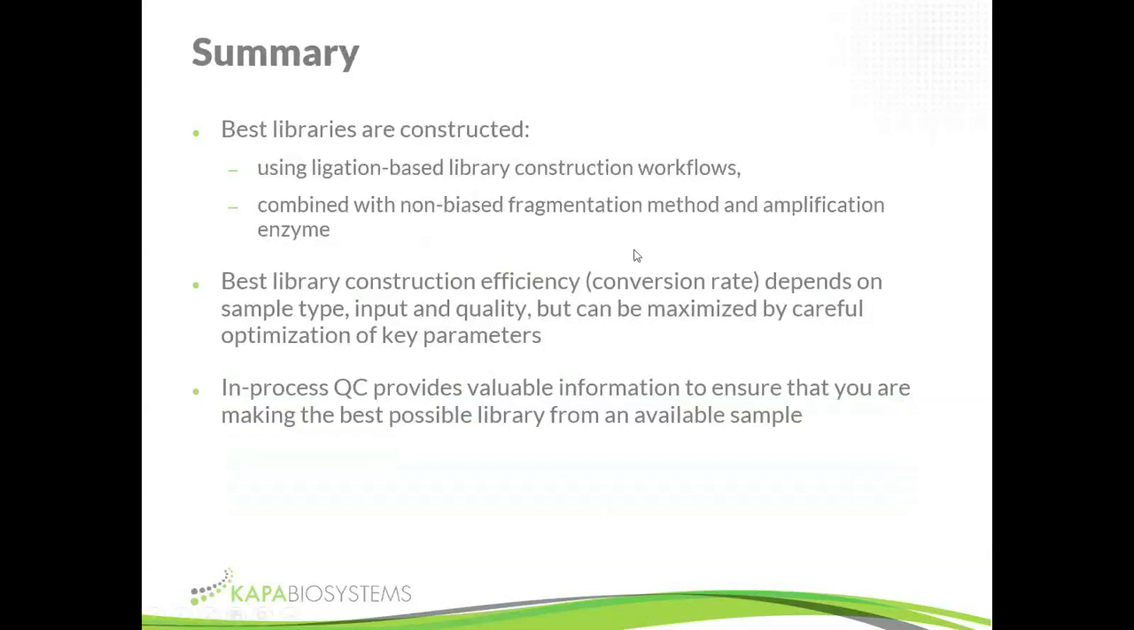Just to summarize this whole part of the seminar, we believe the best libraries are constructed with ligation-based library construction workflows. If you combine this with non-biased enzymatic fragmentation or mechanical fragmentation and a non-biased amplification enzyme, it really gives you the option to make the highest quality library from whatever input you have available. Library construction or conversion rate depends a lot on sample type, your input, your quality, but it can be optimized. You can get the most that you possibly can by just tweaking a few parameters. And then finally, in-process QC, so doing essentially qPCR-based library construction quantification after ligation, really gives you a wonderful tool to tell you whether you are making the best possible library, whether your amplification is reduced to as little as possible, in other words, as efficient as possible. And it's a combination of those two things that gives you basically the best quality libraries, the deepest coverage, and the most uniform coverage.